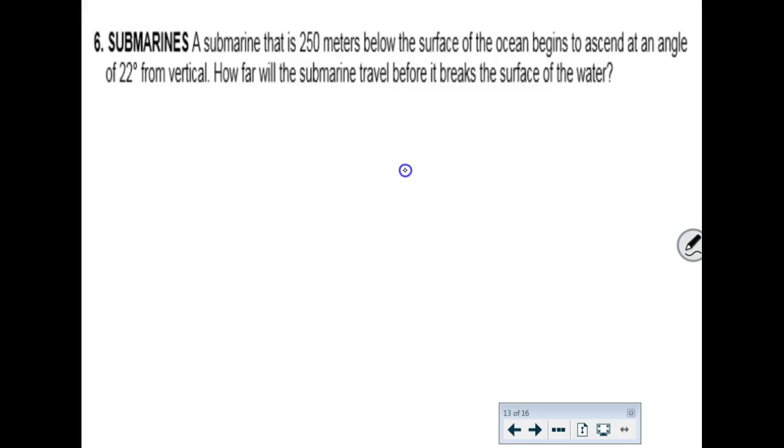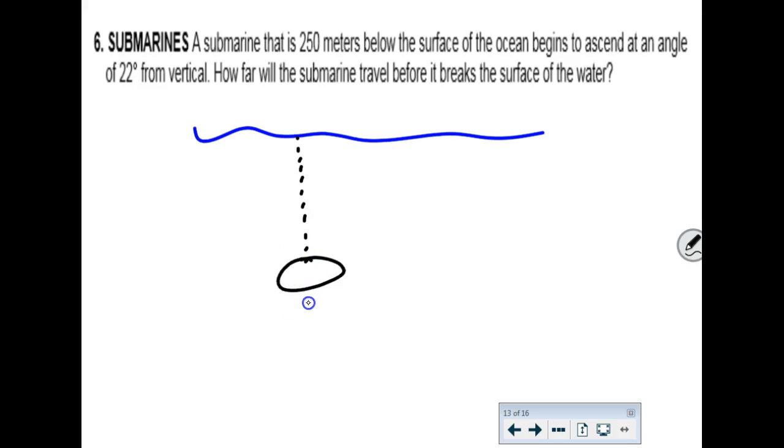All right, submarine. So we got a submarine. And it's below the water, because it's a sub. All right, so it's 250 meters below the surface. So if you measure straight down to your sub, which is clearly that's a sub, 250 meters straight down.